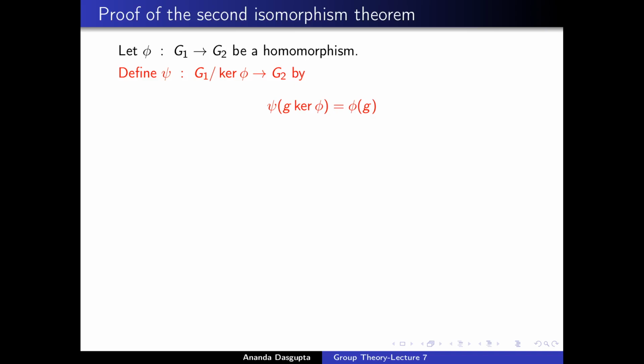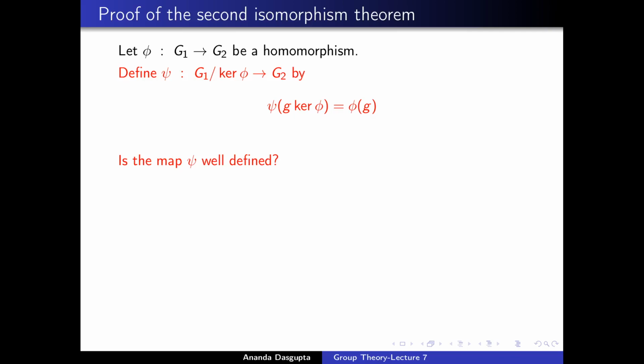So what we will now show is that this map psi is an isomorphism. But before we even go there, the question that we should ask at the very outset is, is this psi at all a map? Is it a well-defined map? Now why is that question at all arising?